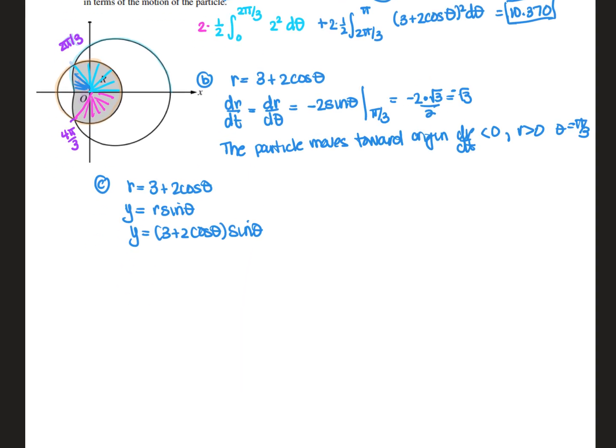And again, this is a calculator problem, so we want to find dy dt. So I want to do dy d theta, and I'm going to take this directly in my calculator at pi over 3, and I get 0.5. So since this value is positive, dy dt is bigger than 0. So we are moving away from the x-axis.